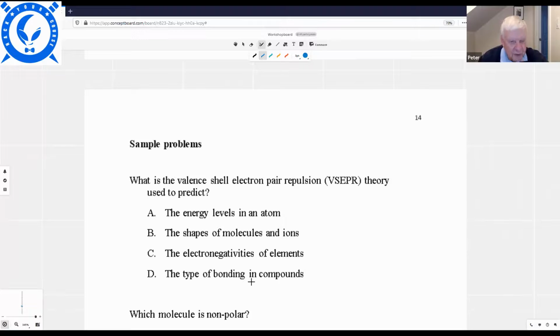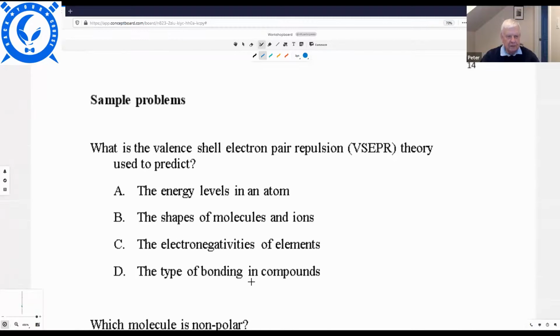So here's the first one. What does VSEPR theory predict? So this one you have to know. If you don't answer this, I hang up my shingle.